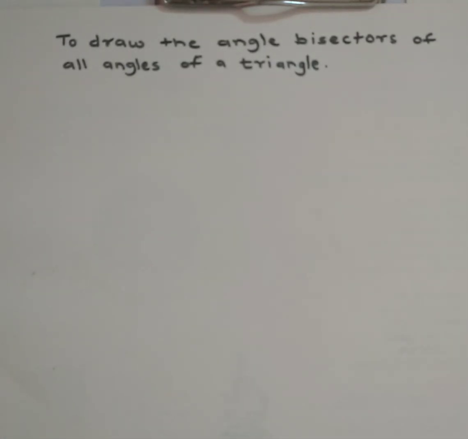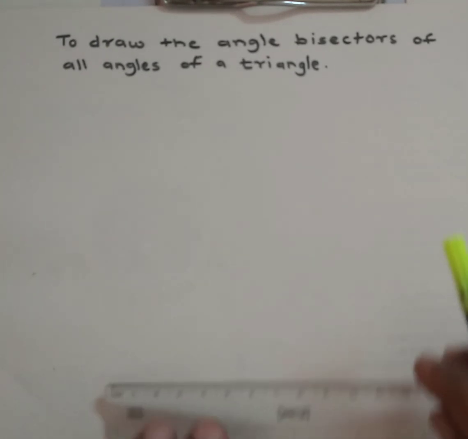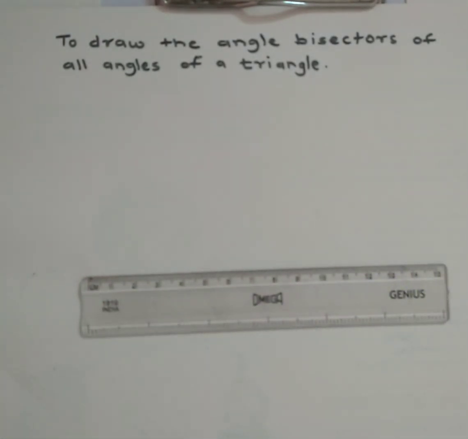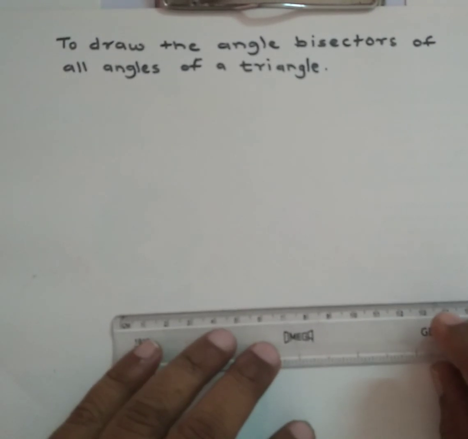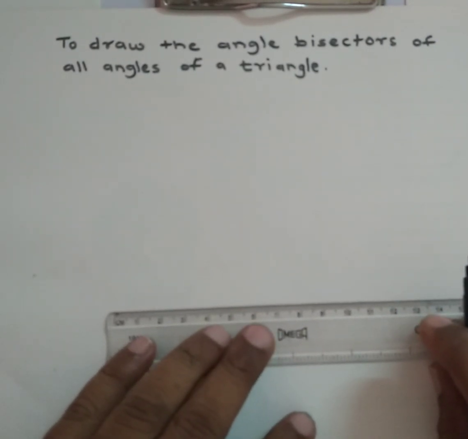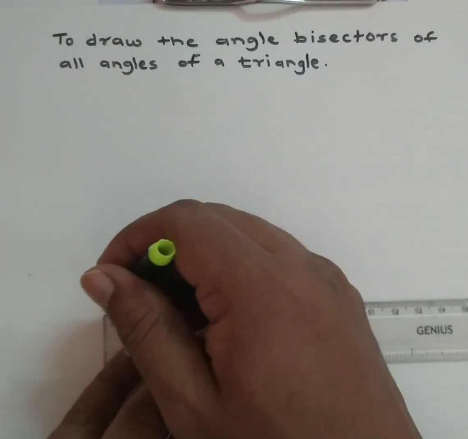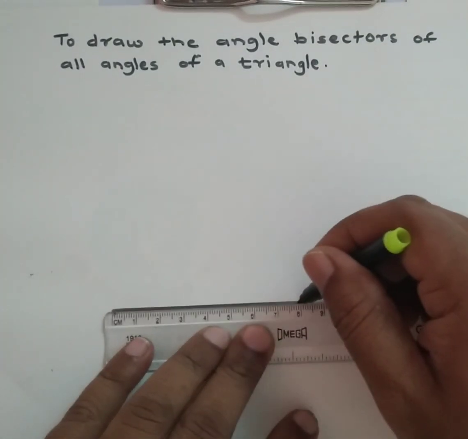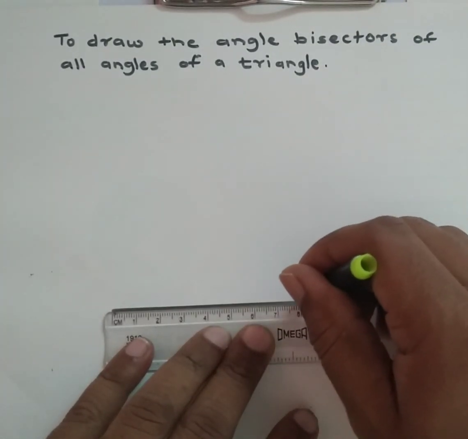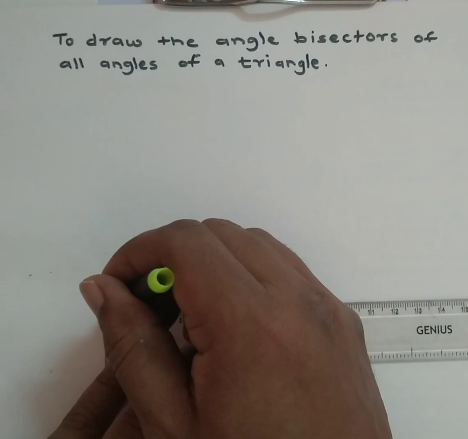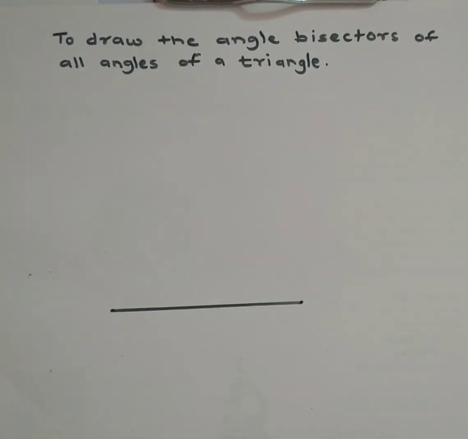Hello students, now we are going to learn how to draw the angle bisectors of all angles of a triangle. To draw the angle bisectors of all angles of a triangle, we will first of all draw the triangle of given measure. Suppose that I have a triangle having sides 5, 6 and 8 centimeter.